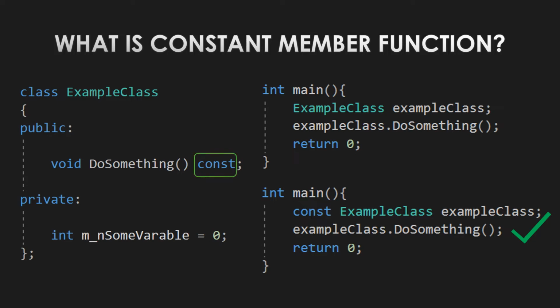If the function is constant as shown here, then everything is perfectly fine with the compiler. This is because a const object can call a const function, as the function is guaranteed that it won't change any object's internal state.